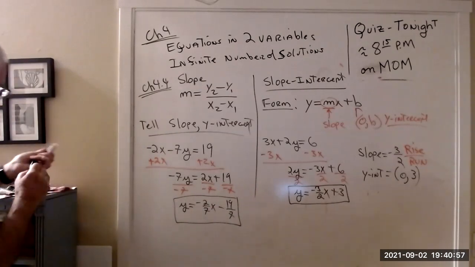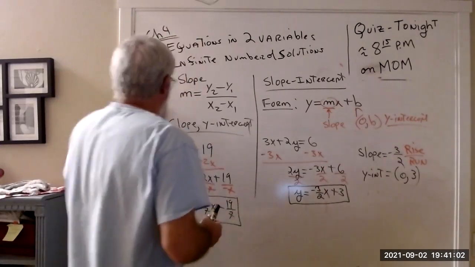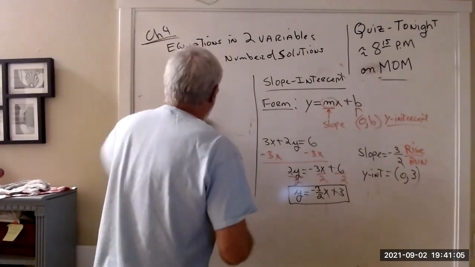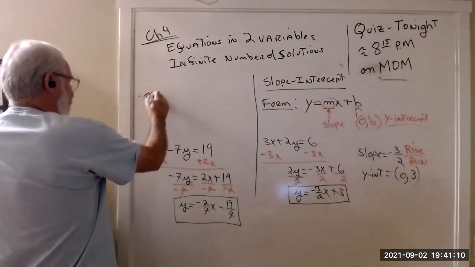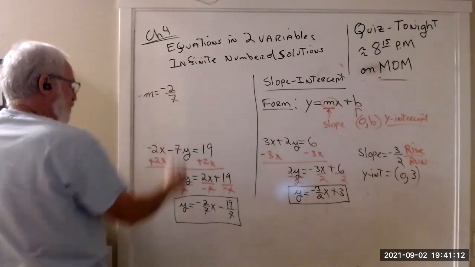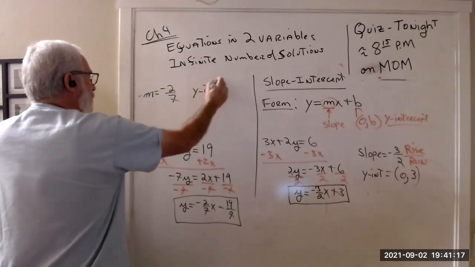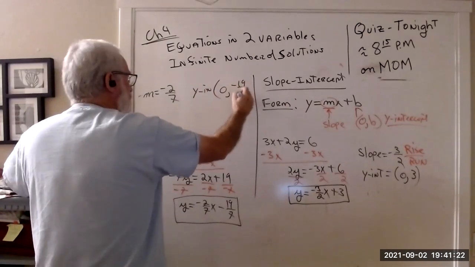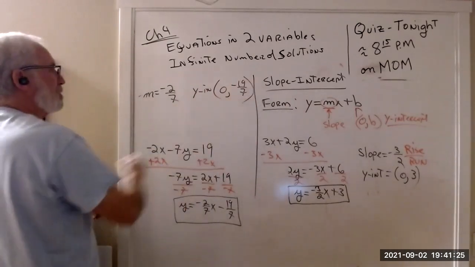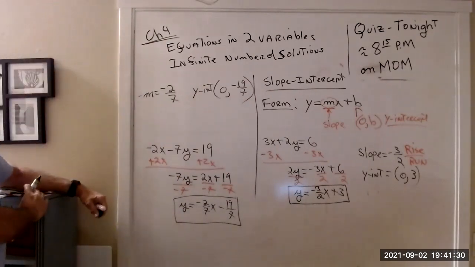And that brings up an interesting problem that nobody's asked me about. It might be too late now. So for this problem, the slope was negative 2/7, that number, and the y-intercept was (0, negative 19/7). Is that okay with everybody or not? Yes.